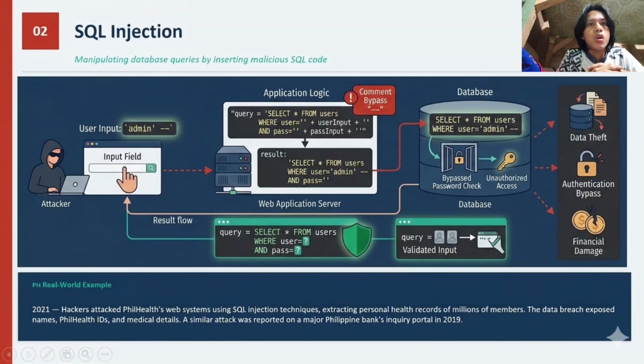In 2021, attackers used SQL injection to breach the PhilHealth web system. This is a local example of this attack, exposing health records of millions of members: names, IDs, medical details. A similar attack hit a major Philippine bank's inquiry portal in 2019.